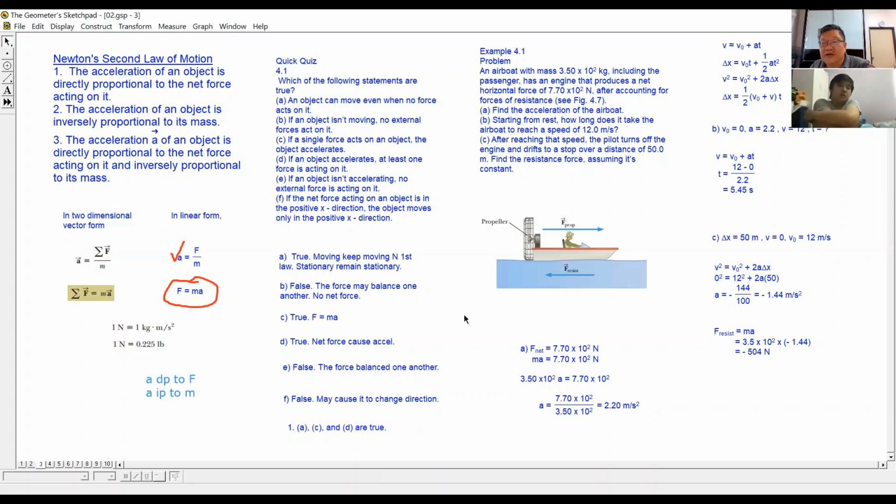But single force, no. Let's say if two forces, maybe it will not move because the two forces, you push it this way and you push it backward, so it will not move, right? But single force, there's nothing counteracting the first force. When you give it a push, the object will move. So this is true. You read D.